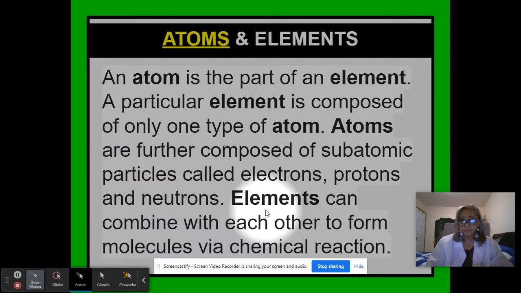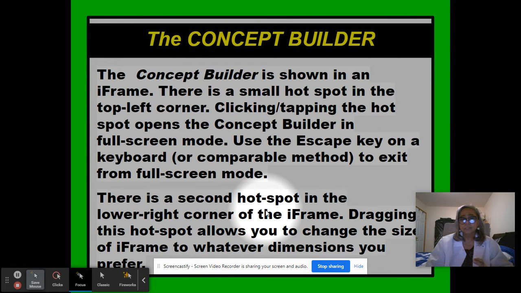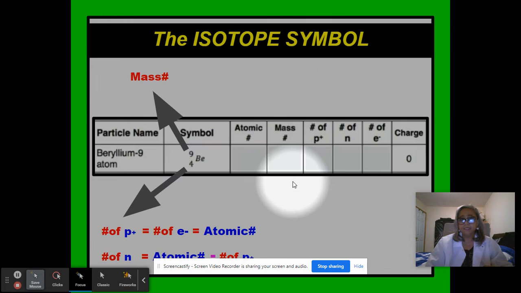So this assignment calls for using the concept builder. In a concept builder, you have the representation of the element this way. You have the symbol. So Be is the symbol for beryllium. And you have a number on top. Think of it as an exponent or the superscript, and the number below or the subscript.